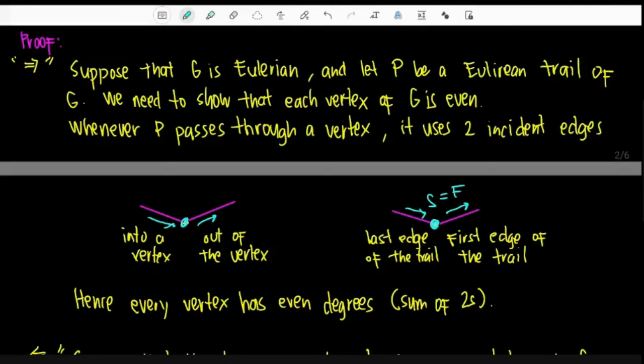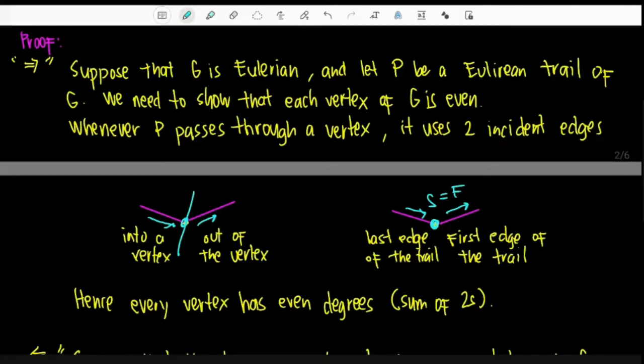Pwede mong daanan ulit yan at some other point in your trail. Pero, pag dinaanan mo ulit yan, bubuo ka na naman ng dalawang edge coming in and coming out from that vertex. So, always even yung number of edges na dumadaan or incident to our vertices.